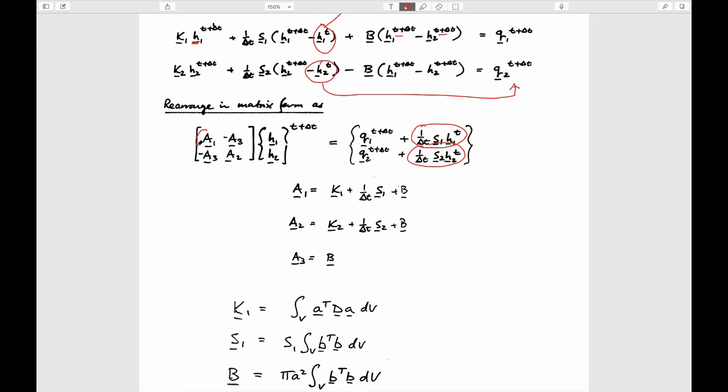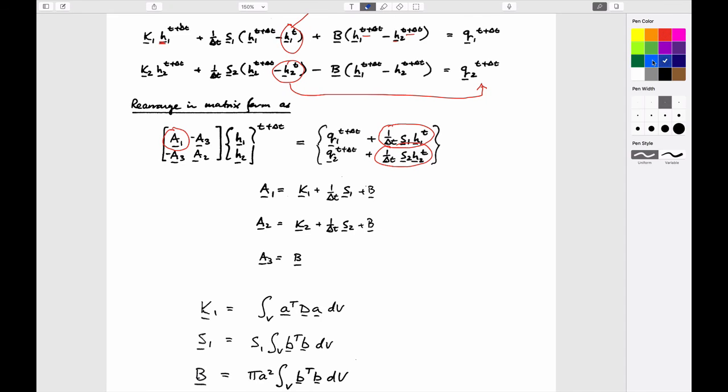The term on the diagonal is going to include this term, all the terms that operate on H1, which are this, this, which has gone to the other side, and this. So hence, if we add these three together, we end up with the conductance matrix, the time-dependent part, and the B matrix, which will go on the diagonal.